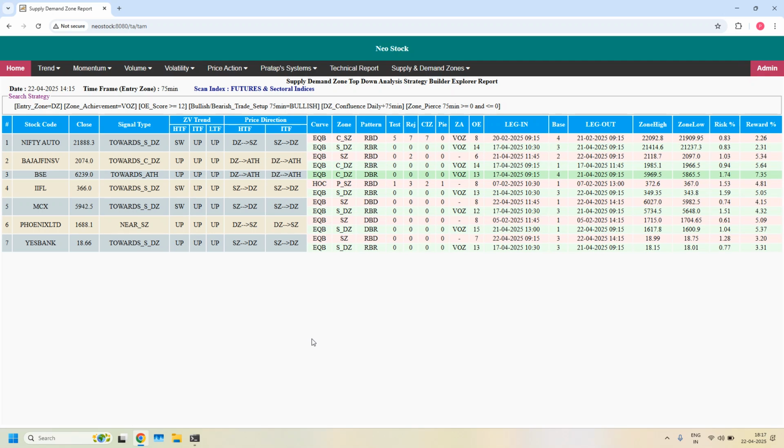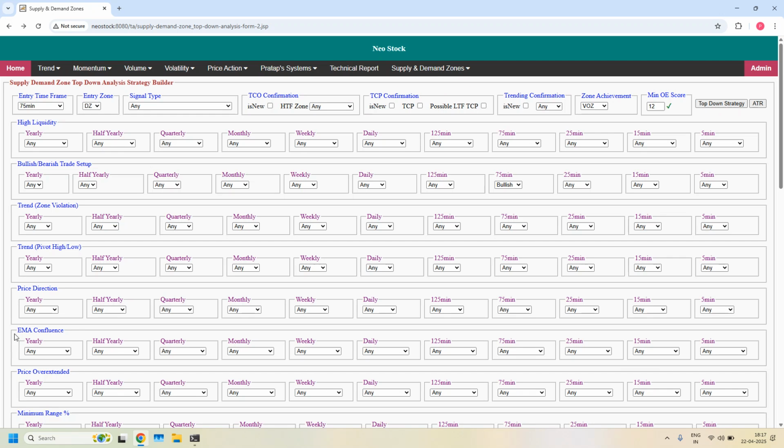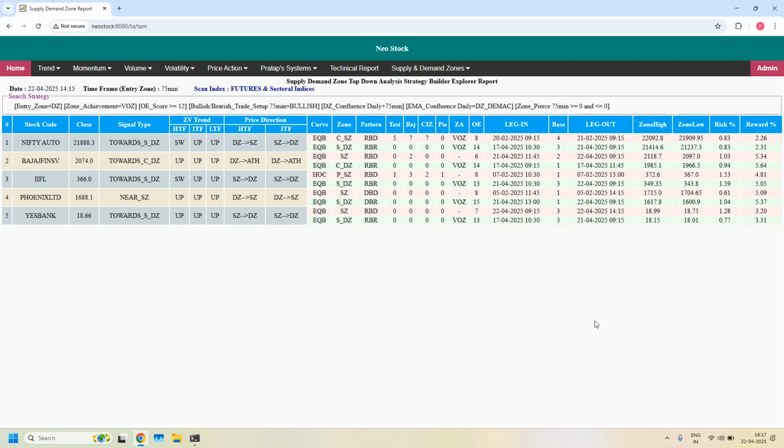So if daily demand zone is having daily EMA confluence, then the overlapped 75 minutes demand zone inside daily might be having even more high probability to get success. That we will filter based on the EMA confluence. At a daily time frame, daily demand zone with daily EMA confluence and also trend anyway, it is uptrend, daily trend. So we got 5 stocks. So these 5 75 minutes demand zones are having more high probability to get success to compare it to the other stocks.